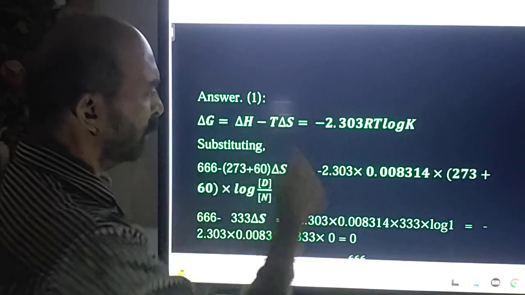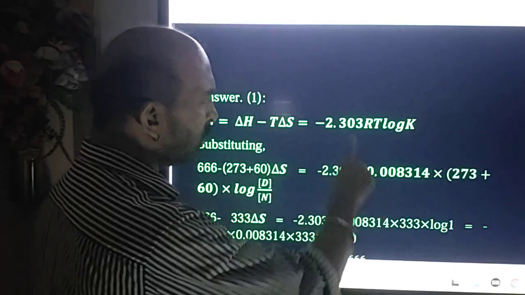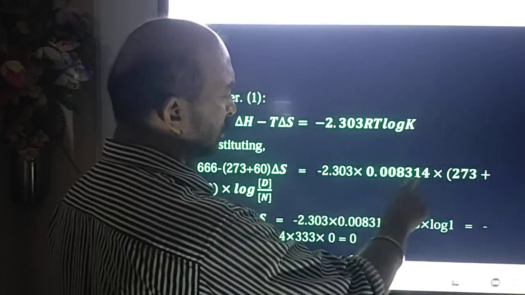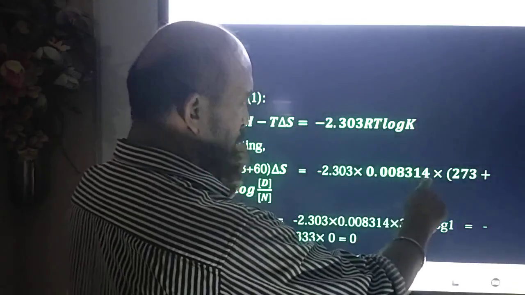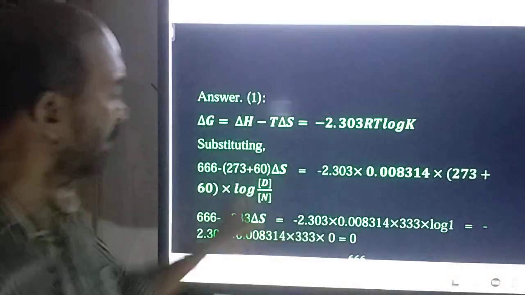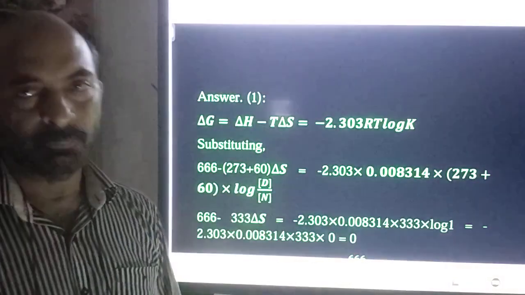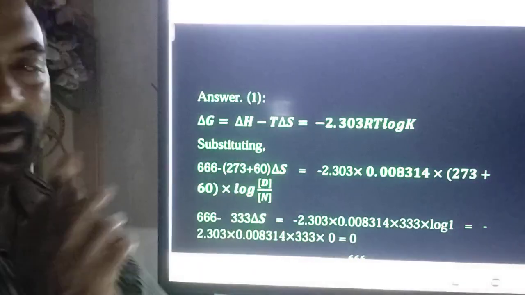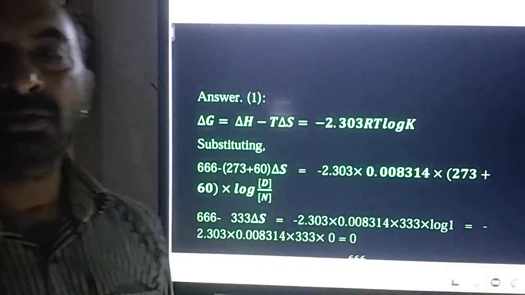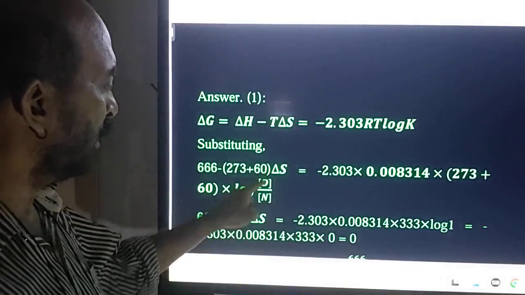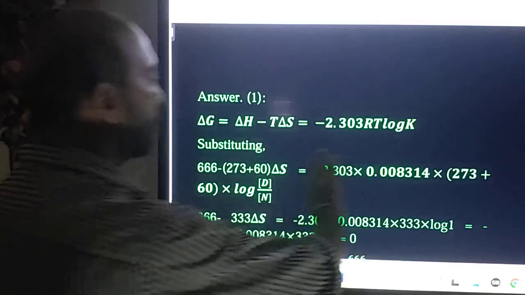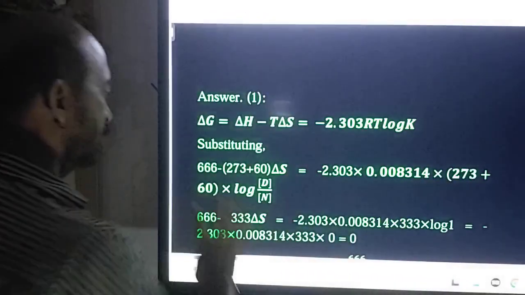Delta S has to be found out: minus 2.03 into R in kilojoule, 0.008314 instead of 8.314, in kilojoule, and T again 273 plus 60, into log D by N, denatured form by original form. But in the question it is said that the denatured form and the original form of protein have the same concentration. So log D by N means log 1, which is equal to 0. So the whole right hand side becomes 0, isn't it?